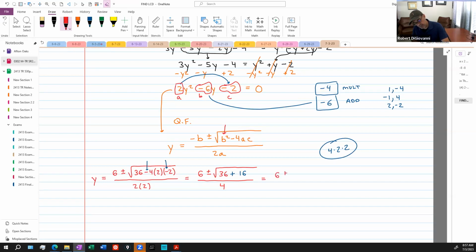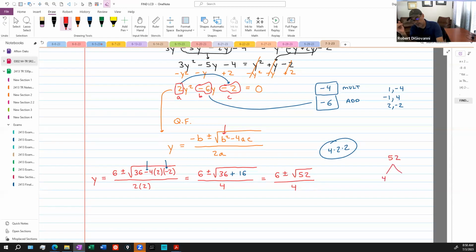This is 6 plus or minus the square root of 36 plus 16, which is 52, all over 4. And that answer is perfectly fine with me on the test we take on Thursday. You can just leave that like that. My guess is that they're not going to leave it like that. They're going to probably see if they can break 52 down.